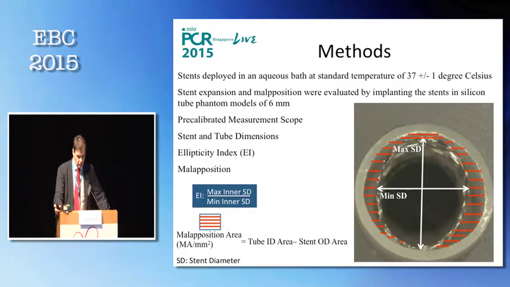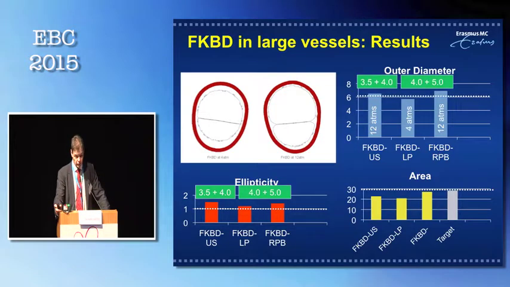You can see that was all done in silicone tubes. It was all done in a water bath of 37 degrees, and the tubes are 6 millimeter. It was a calibrated scope used to measure the maximum and the minimum diameters and the nominal post area. These are some of the results.